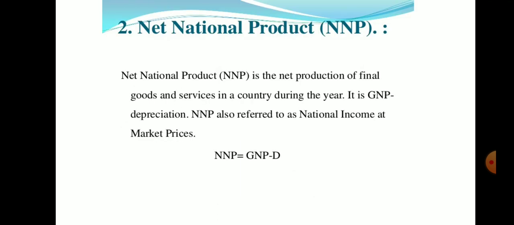Net national product. Well, net national product, NNP, is the final goods and services in a country during the year, that is GNP minus depreciation. Depreciation means the wear and tear. If you have a bicycle and you have to repair it, the bill for the pedals has not been added over here. So you have to subtract that depreciation. That is how you calculate net national product: GNP minus depreciation.